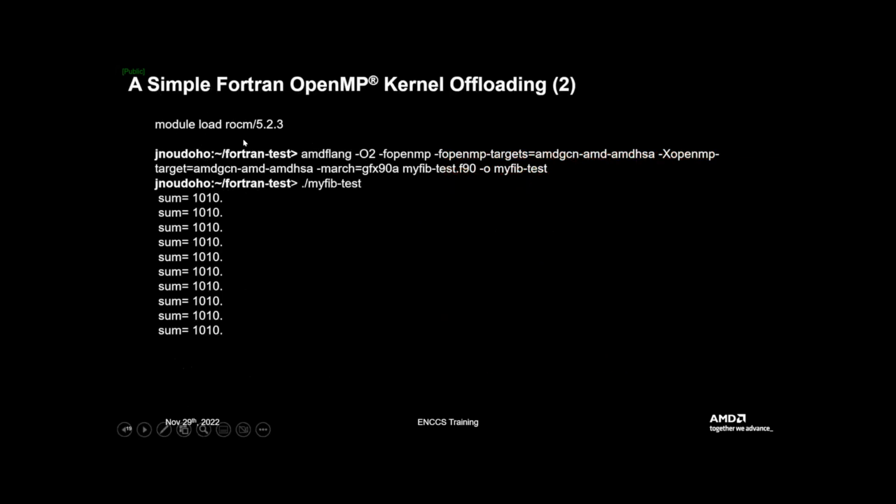And how do we build this? It is as simple as the previous example. It's AMD flang with -fopenmp, and we add the flag to build the code for MI200. Then we generate our binary and run it. Simple.